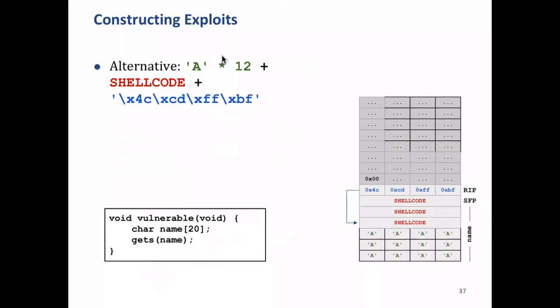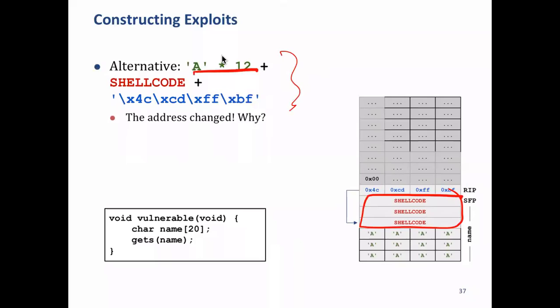All right. Alternatively, you can put the shellcode here, and then accordingly you'll have to give the input. So it should be 12 times A, which is here, then the shellcode, and then the return address. Now after it returns, it will come here because the return PC will point to this instruction.